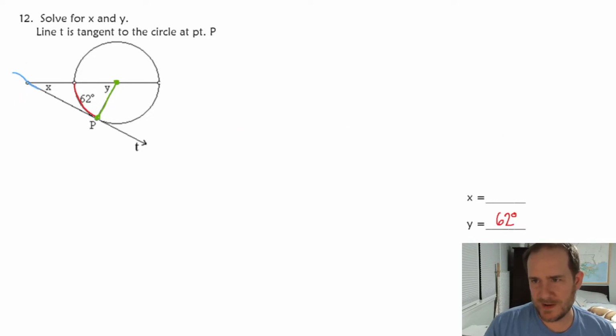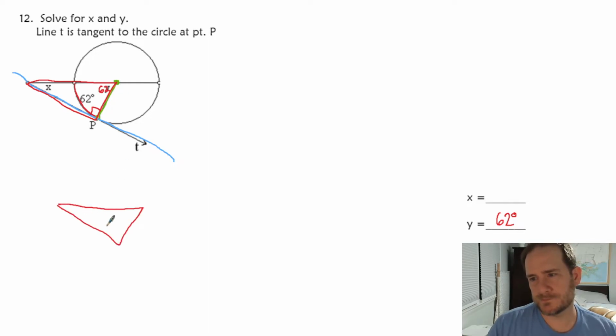So this line is a tangent line, right? So that blue line's a tangent line. This green radius therefore has to be perpendicular to it. So you know you've got a right angle here. So you know that this whole triangle is a right triangle. And we just said that y is 62. So if you've got a right triangle, you know that's your right angle. You know that this guy's 62.